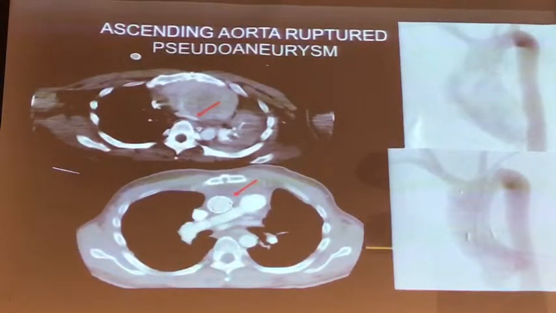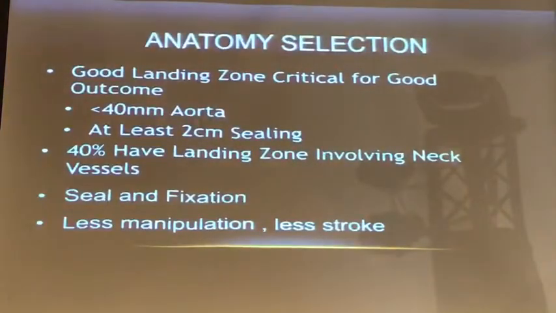And also for some cases with ascending aortic rupture, this patient presented with ARDS because of the rupture of the ascending aorta. We can do TEVAR under these circumstances. So for the arch, I think a good landing zone is very critical. Because I'm a cardiovascular surgeon, for an aorta larger than 4 centimeters, I will go directly to surgery, at least to give the patient a very good landing zone.